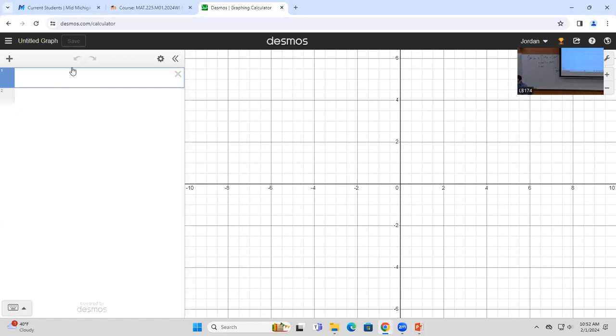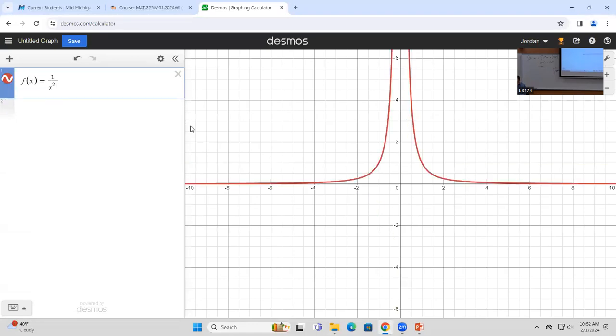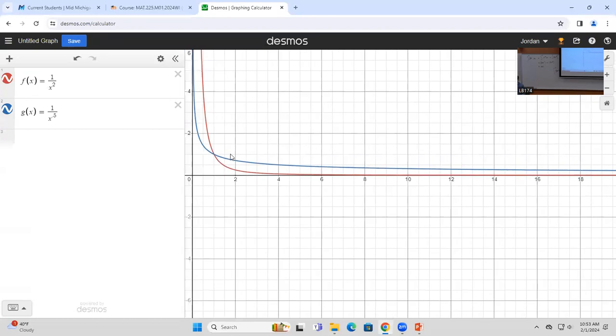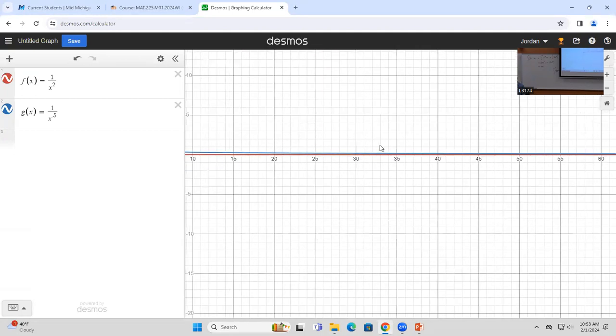Let me try to explain that graphically, what's happening. We have two functions, call one of them f of x, 1 over x squared, and I'll call the other one g of x, 1 over x to the 0.5 power. And we're going from 1 to infinity. Both of these are getting really, really close to the x-axis, right?